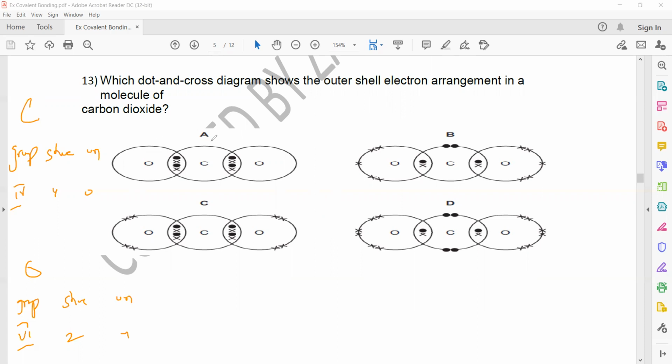So you check the unshared. A cannot be an answer because oxygen does not have any unshared. When you check B, oxygen has 5 unshared, so that's also wrong. When you check D, oxygen has 6 unshared, that's also wrong. So we are left with only C, which is the right statement, that each oxygen has 4 unshared electrons. So if you directly work out the unshared, you can find the number of shared ones and the right structure.